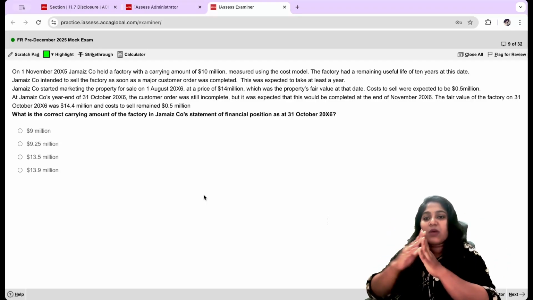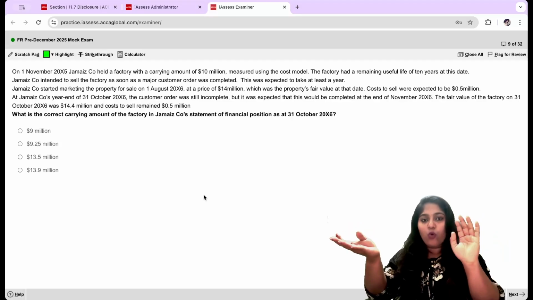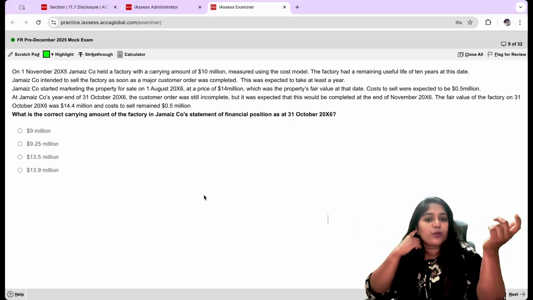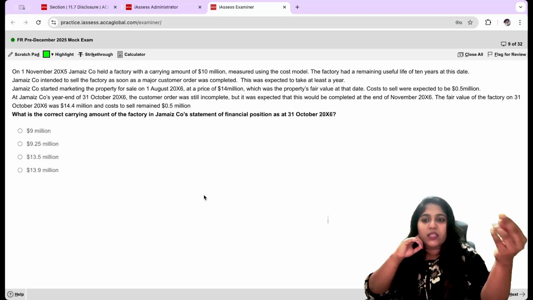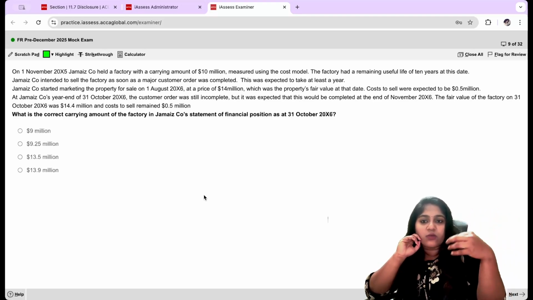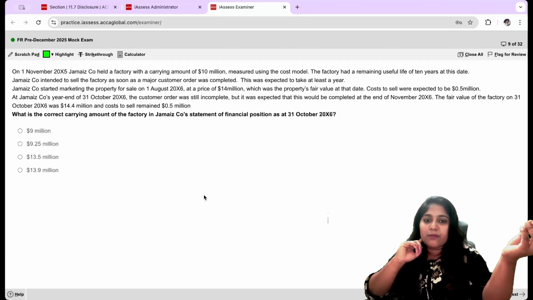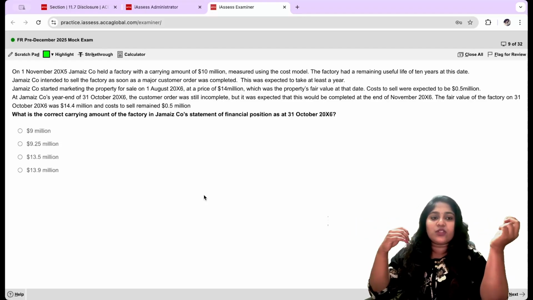Jamia's company started marketing the property for sale on 1st August X6 at a price of 14 million, which was the property's fair value at that date, and cost to sell is 0.5 million. At the year end, the customer order was still incomplete, but it was expected that this would be completed at the end of November 20X6.